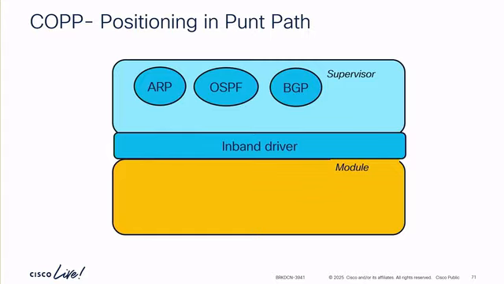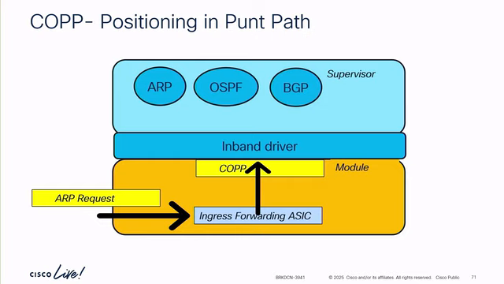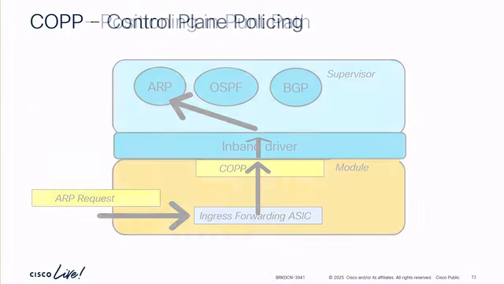Now, with the control plane policing, it's important for you to understand the punting path, right? So what happens is that, for example, an ARP request comes to a switch, it comes to an ingress forwarding ASIC. What does the ASIC do? It will punt it up to the in-band driver through the COP component per module. A lot of people think the COP runs on the supervisor. It doesn't, right? On a modular platform, the hardware rate limiter, the COP, they all run on the modules, right? Then it goes through that process, then it gets punted to the supervisor. So that's basically the punt path.